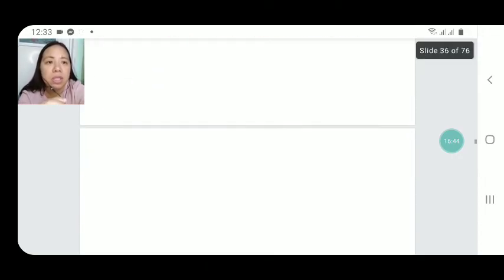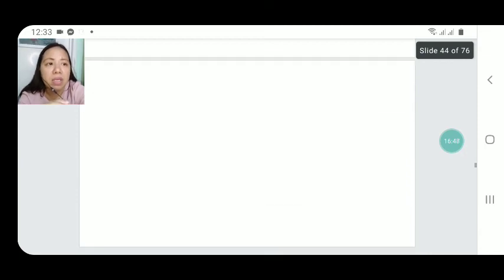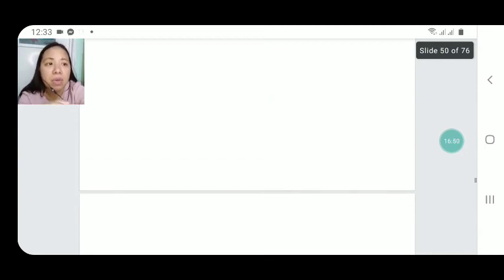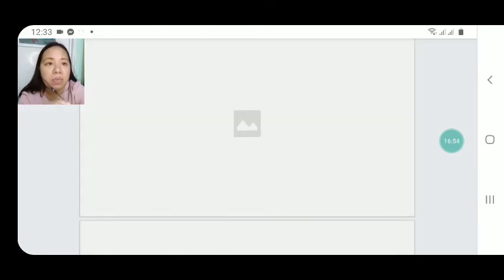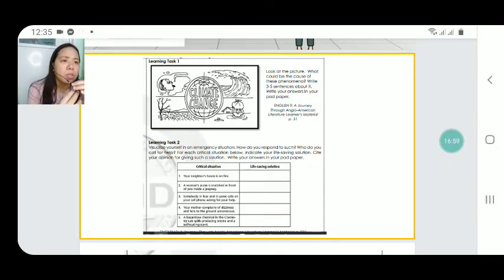So let us proceed. Let me discuss to you what to do on your layup activities. If you have a copy, you can use those pictures or the PDF file that I sent to you. In your copy you can see learning task 1. This is the climate change. You need to understand this picture. What do you think are the causes of this climate change? Okay, you write it on your paper.